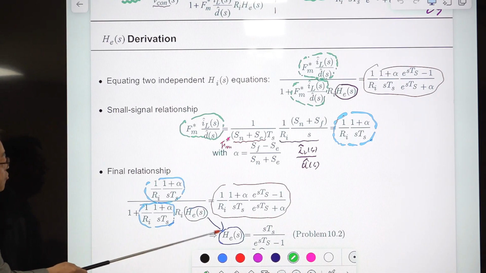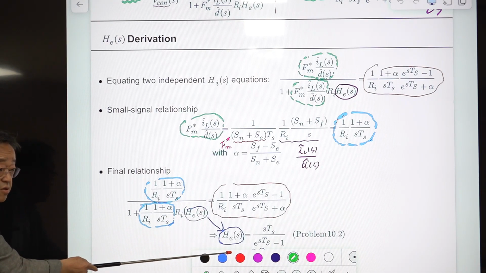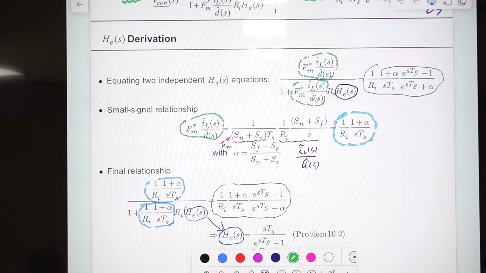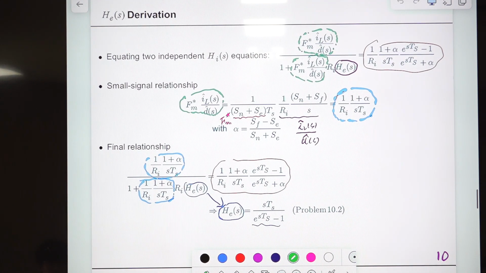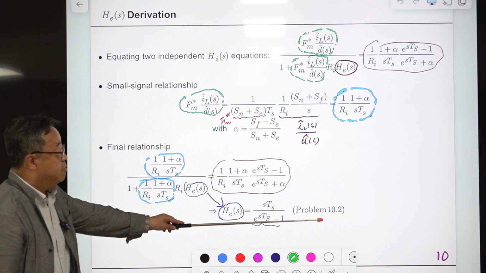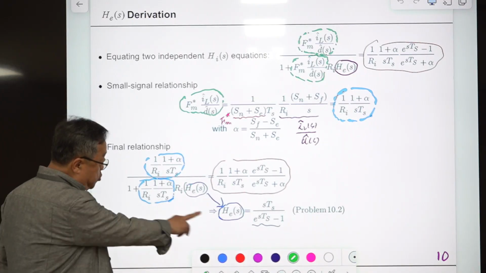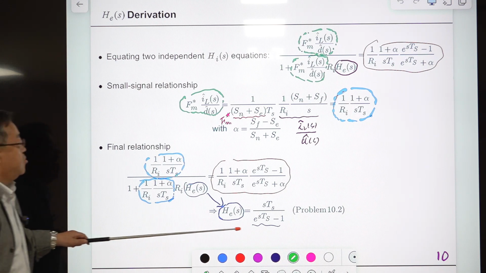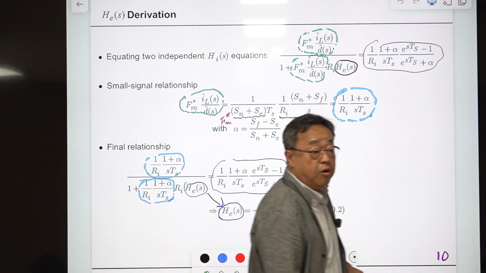Then this can be solved for this. So you need some simple algebra. Then H_e_s is given by this, right? So there is a problem in the textbook to prove this. Proving this is not easy. It requires some labor. But it is possible to derive this. So this is the S-domain equation. Still you have a problem.